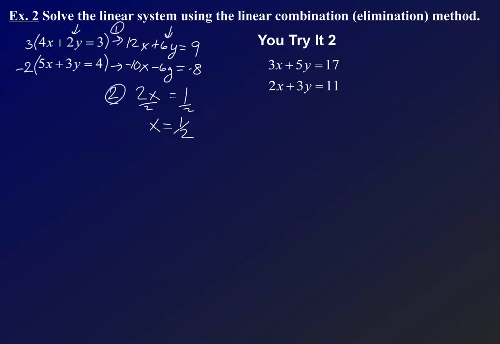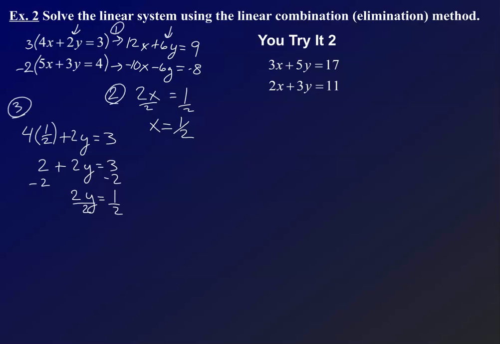Once we have x, we need to plug it back in to one of the two equations. Again, I like to try to pick the smaller numbers. So I have 4 times 1/2 plus 2y equals 3. Half of 4 is 2. So now I can subtract 2 from both sides. We have 2y equals 1, and then we can go ahead and divide by 2, and y equals 1/2.